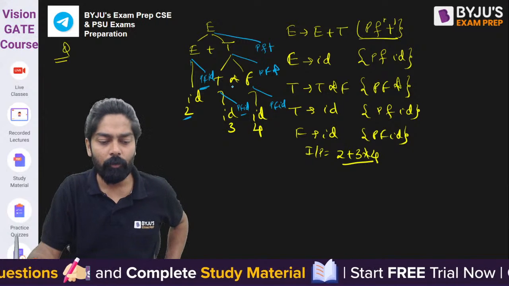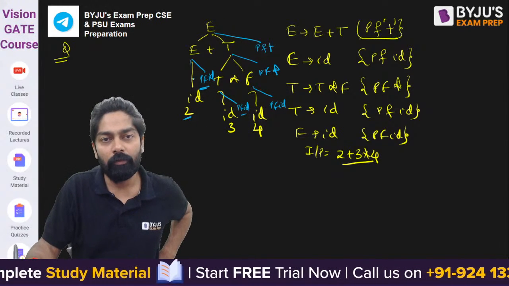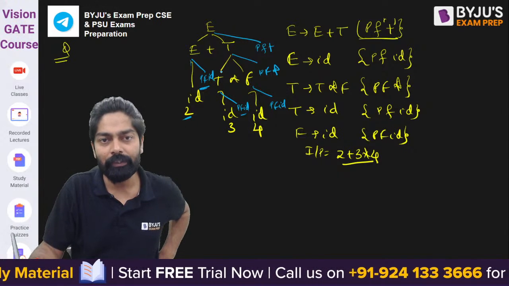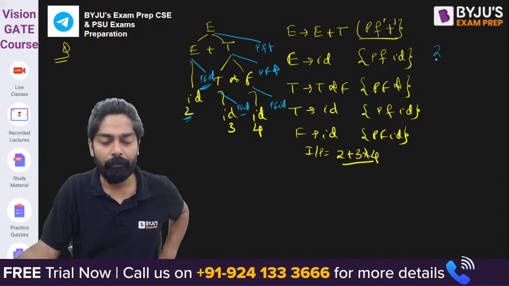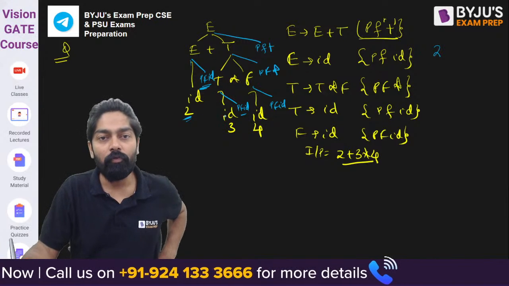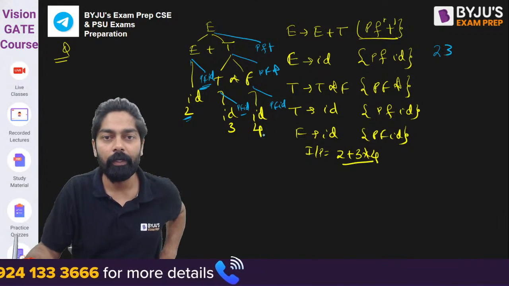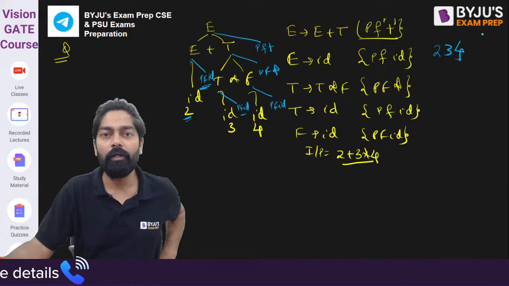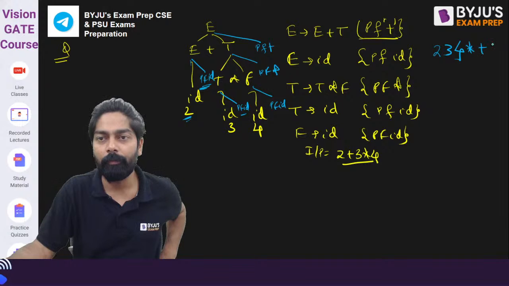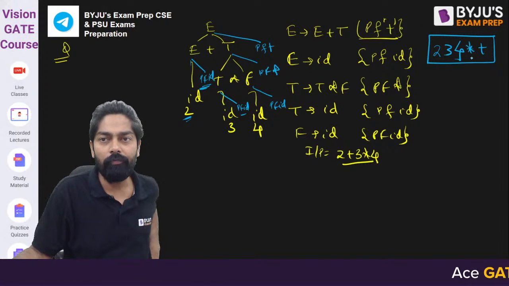So what will be the output? Scan left to right. Printf ID means 2 will be printed. After 2, 3 will be printed. After 3, 4 will be printed. Then the star will be printed, then plus will be printed. We have done this already: 2, 3, 4 star plus.